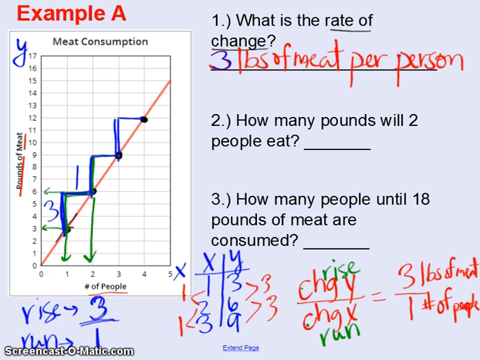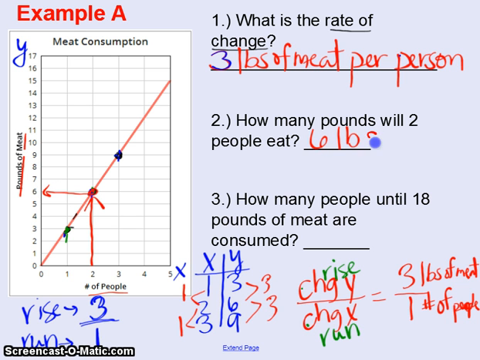Okay, question number 2 says, how many pounds will 2 people eat? Well, I just got to go look on my graph, right? So I want to look, 2 people, here they are. How many pounds of meat are they going to eat? Well, here's my point. They're going to eat 6 pounds. Make sure you put units on it, please. Don't just put numbers.